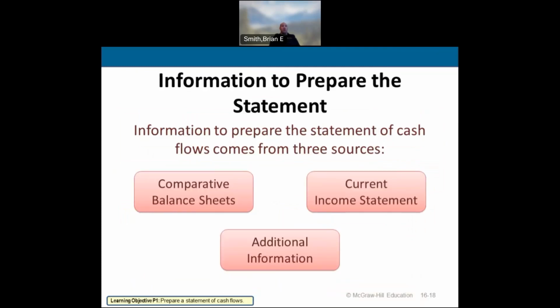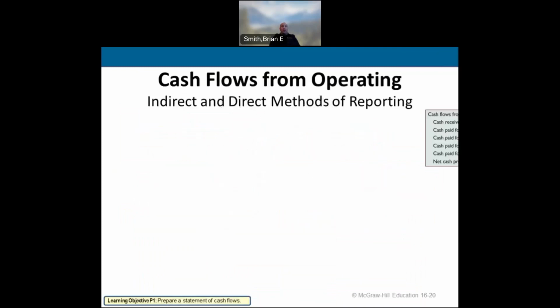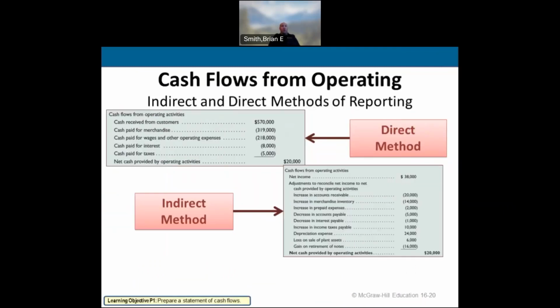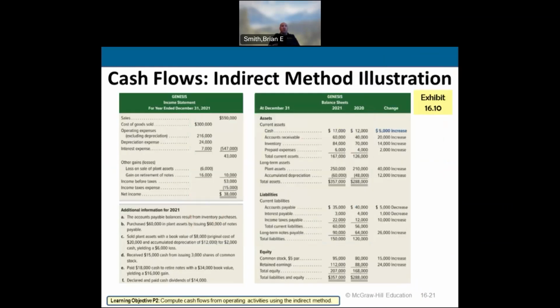There's two ways to do it, but we're going to do the indirect method. We need the comparative balance sheet, the current income statement, and any additional information. The direct method is basically cash paid for certain things, as you see indicated up there. But we're going to do the indirect method, which takes all of the current assets and current liabilities and everything else and calculates that way. I'm going to show you how to do that.